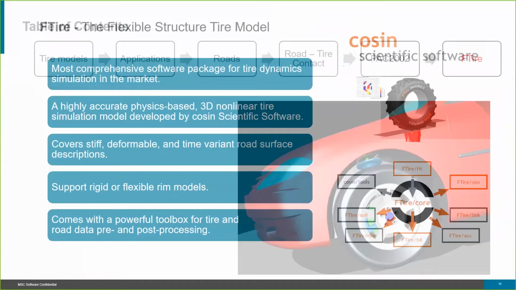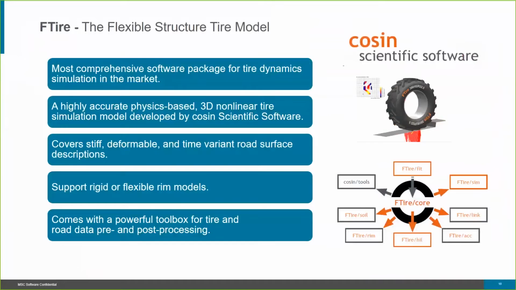So now on to FTire. Right now, it's one of the most comprehensive software packages for tire dynamics simulations in the market. It's a highly accurate physics-based 3D nonlinear tire simulation model, and it's developed and supported by COSIN Scientific Software, which I believe is headed out of Germany. Correct me if I'm wrong, Jan, later on.